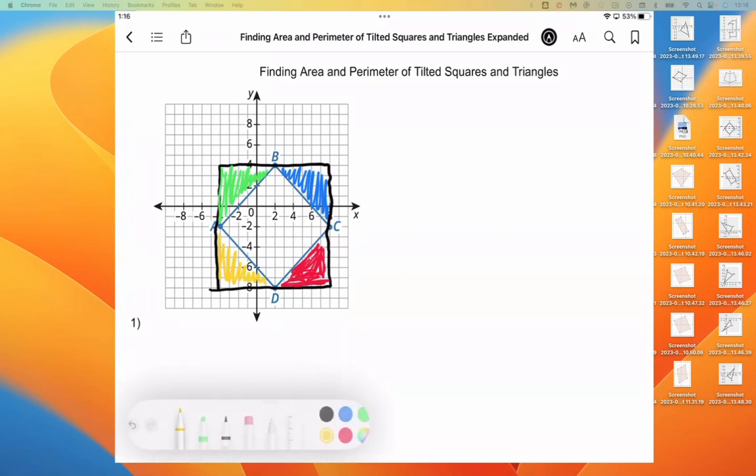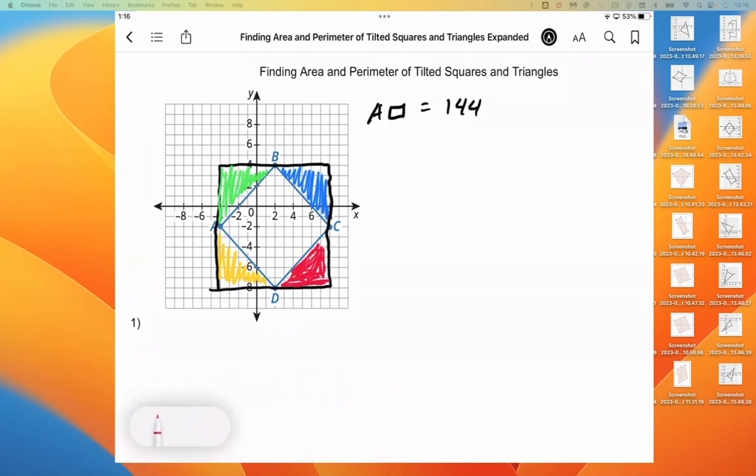And so our first step again was to box it in. So the area of our black square that we've created is 12 by 12. So the area of that is going to be 144.